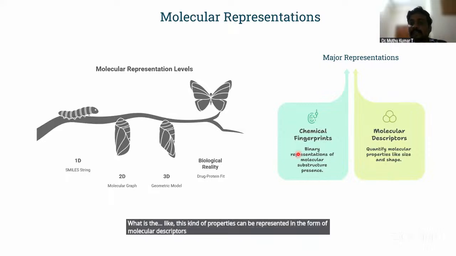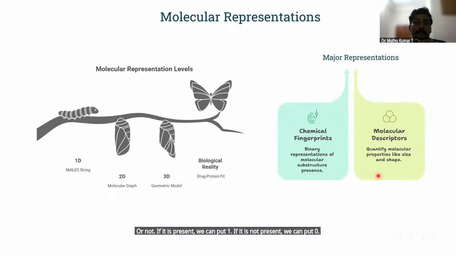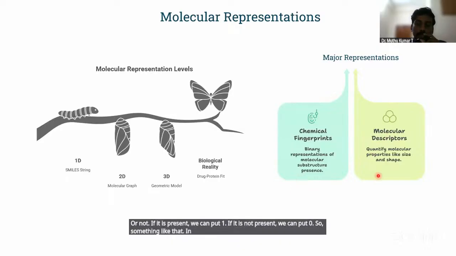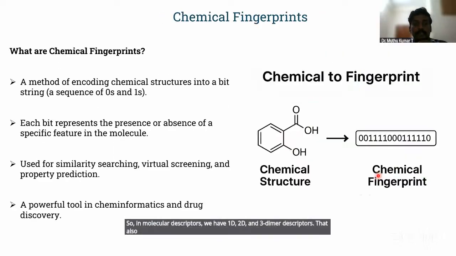While in the case of chemical fingerprints, it is a binary form, 0 and 1. Whether this particular chemical has an alcohol group or not. If it is present, we can put 1. If it is not present, we can put 0. Something like that. In molecular descriptors, we have 1D, 2D, and three-dimensional descriptors. That we will also cover in the upcoming slides.